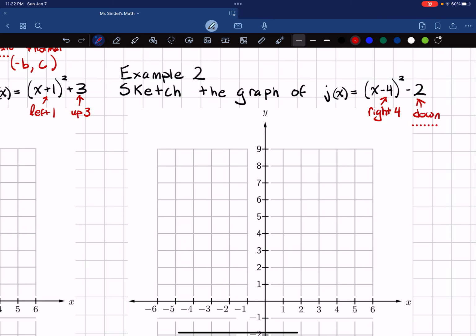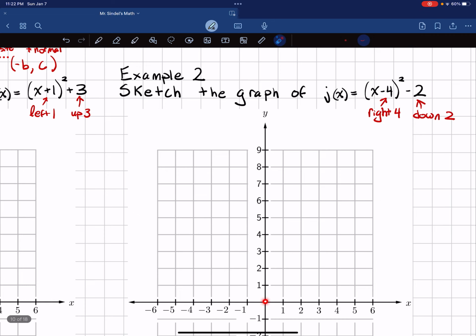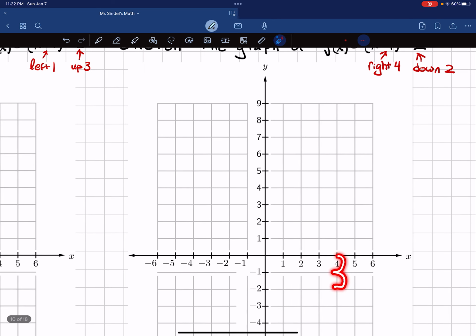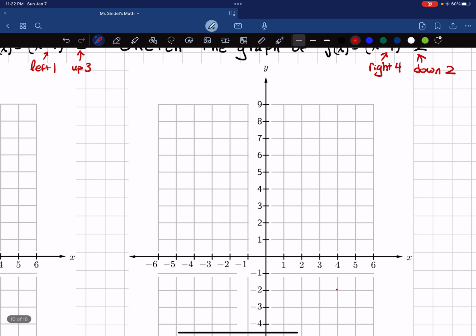So the vertex used to be at the origin for the parent function for just x squared, but because we have changed it, we are going to go right 4, down 2. And I'm going to say, okay, I was at the origin. I'm going to go right 4, 1, 2, 3, 4. Then I'm going to go down 2. So down 2 will go 1, 2. And I have the vertex.